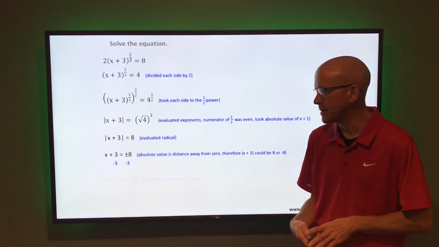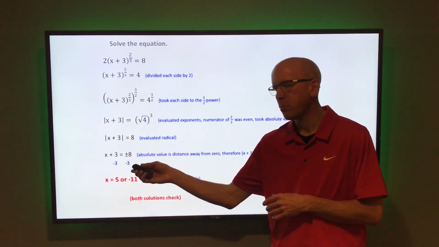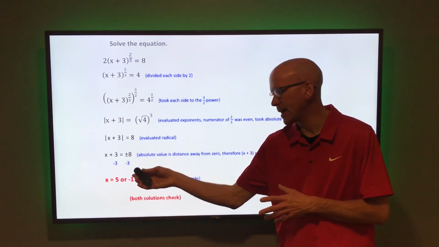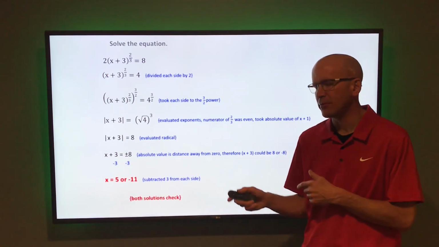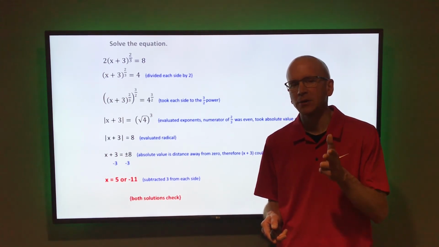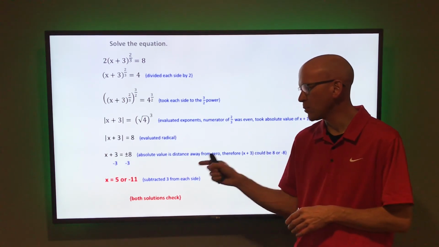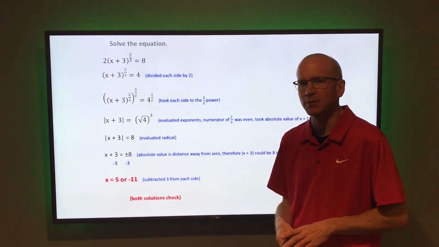Subtract 3 from each side, you have x equals -3 plus 8, that would be 5, and -3 minus 8, that would be -11. So x equals 5 or -11. You should check those back in to check for extraneous solutions, but both solutions work. X equals 5 and also -11.